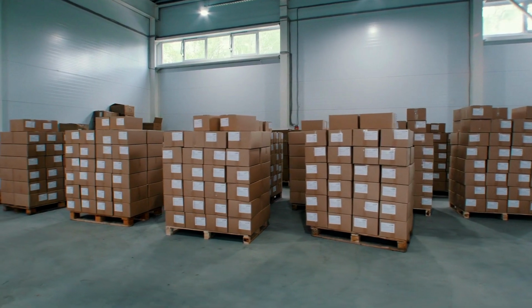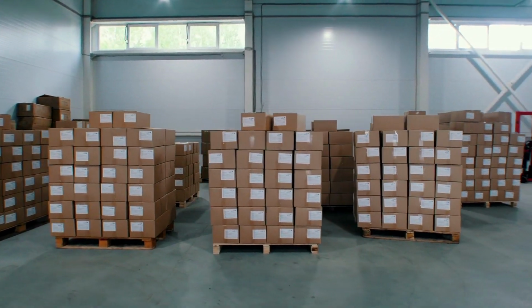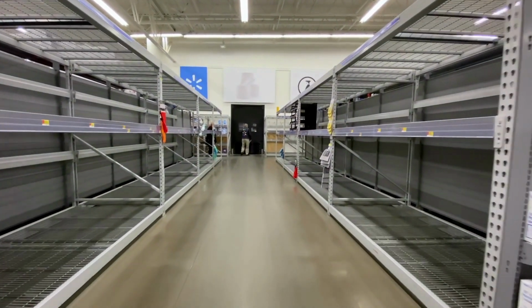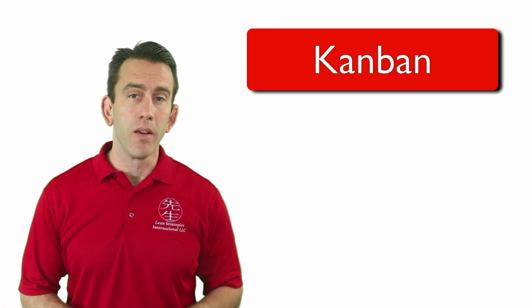One can only imagine that if you want the right part delivered at the right time and in the right amount, you would need some method of management or control. Without one, you would end up with excess inventory or not enough inventory. The just-in-time system uses a method known as Kanban.